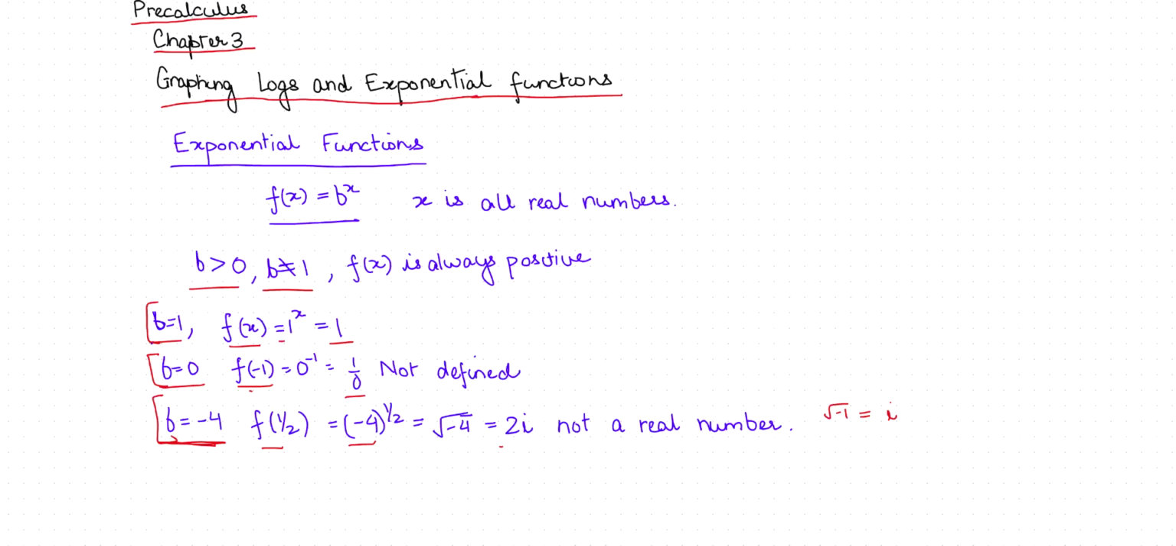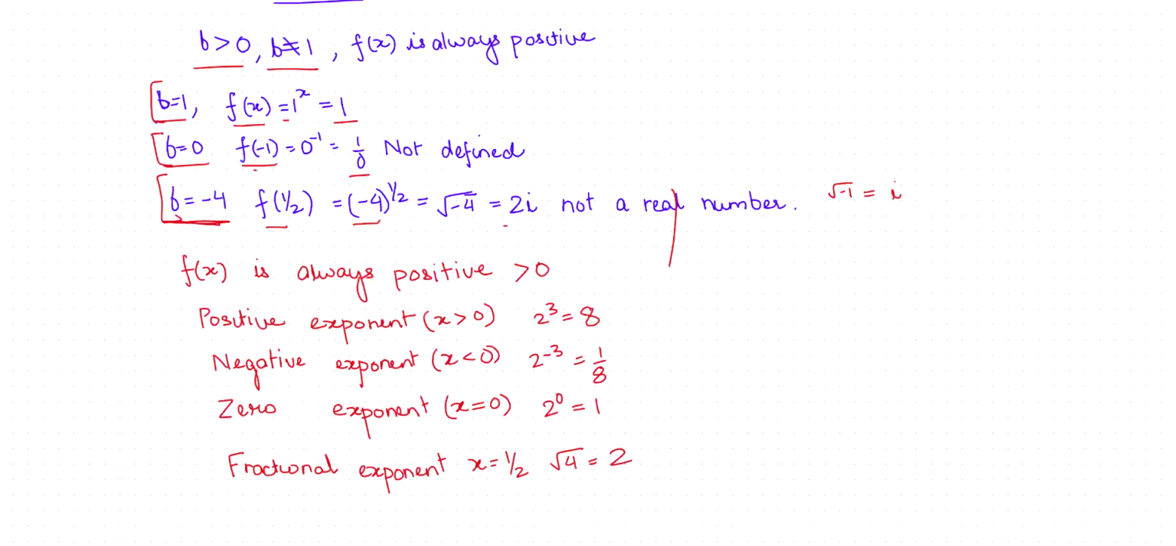Now we see that f of x is always positive. So f of x, which is b raised to power x, is always positive because, as we said, x can be all real numbers. Okay, x is all real numbers here.